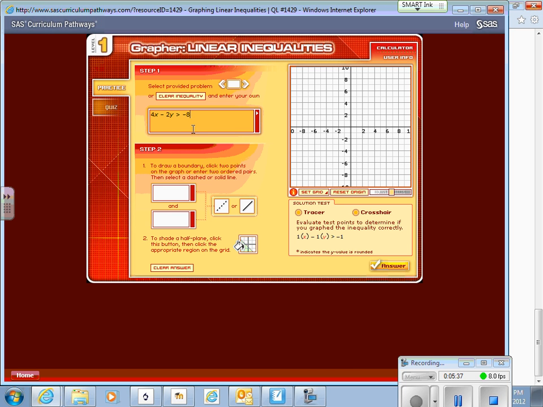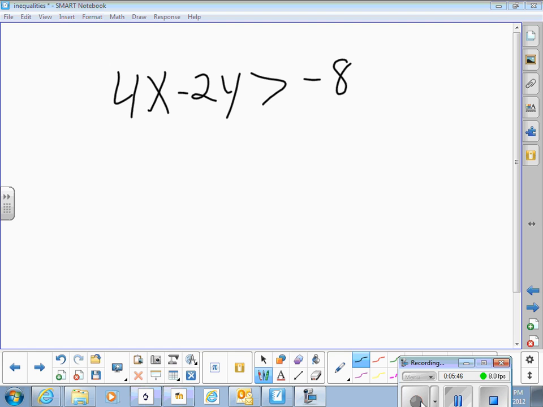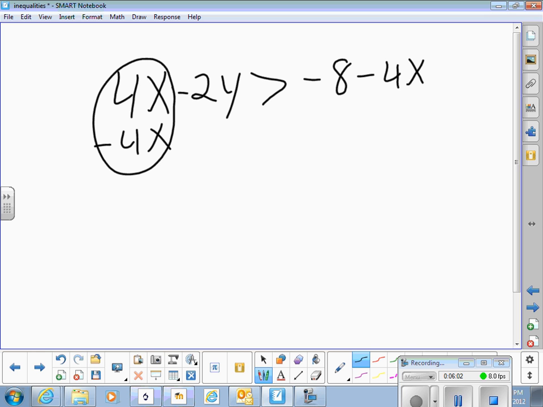All right, so if we solve that inequality for y, then we can graph it. So to solve this inequality for y, let's subtract 4x from each side. So we have -2y is greater than -8 minus 4x. Well, that's -2 times y, so I'm going to divide by -2, the opposite operation.